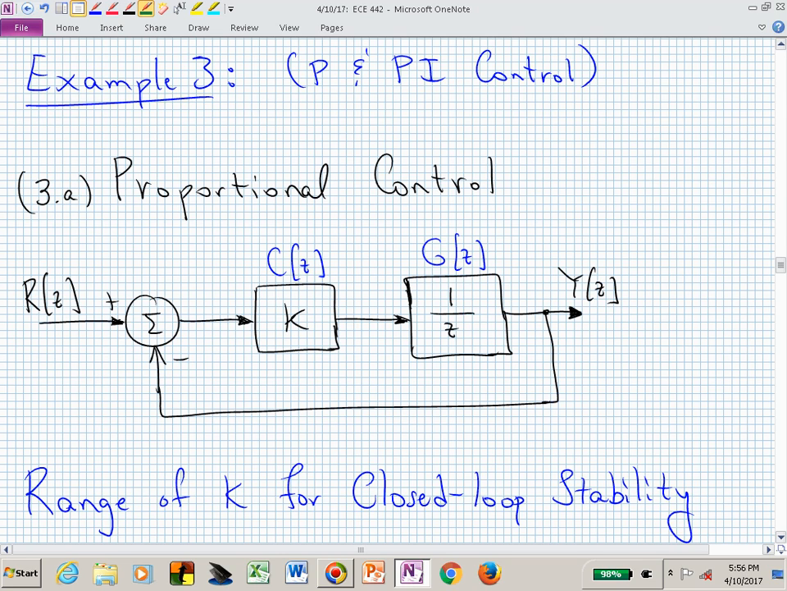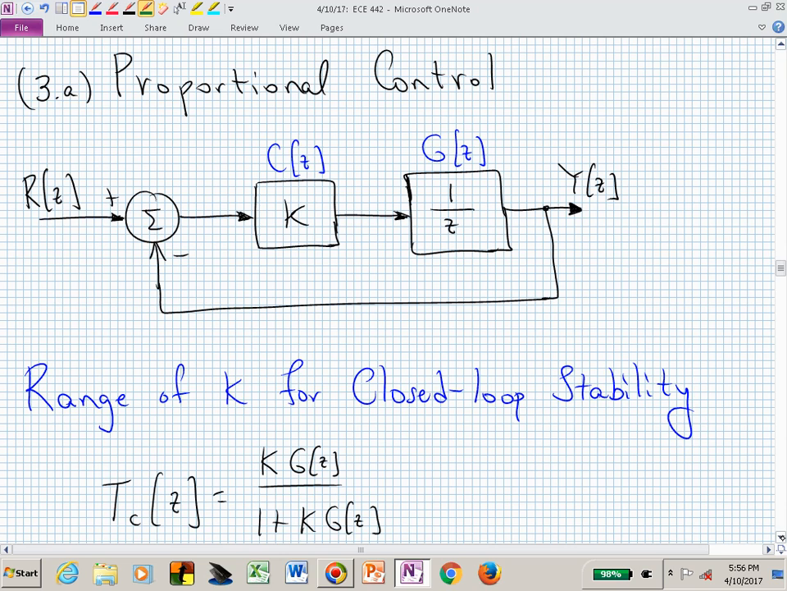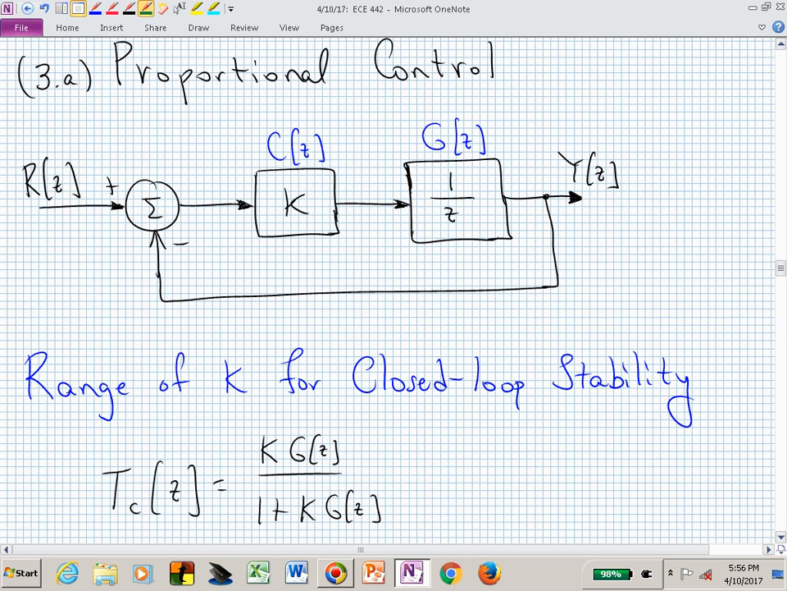And K needs to be positive. K is living between 0 and positive infinity. For values of K between 0 and positive infinity, are there any values of K that cause this system, closed loop, to be stable? If you're now searching for points for partial credit, what would you do? First thing you might say, well, what's the closed loop transfer function? That's KG over 1 plus KG.